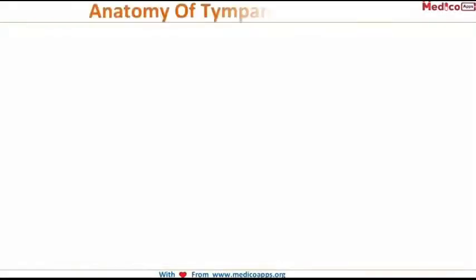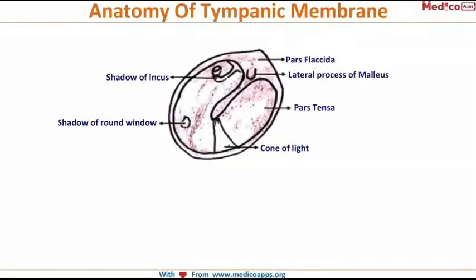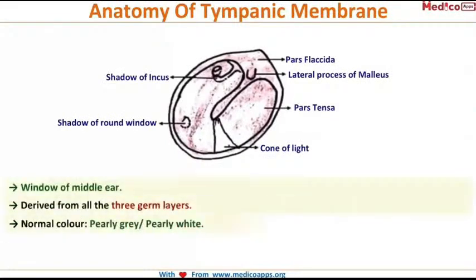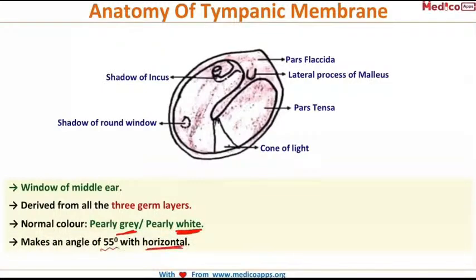Now let's look at tympanic membrane. As you can see, this is how it appears. It is known as the window of the middle ear. Okay, it is derived from all the three germ layers and the normal color is pearly grey or pearly white. Okay, and it makes an angle of 55 degrees with the horizontal.